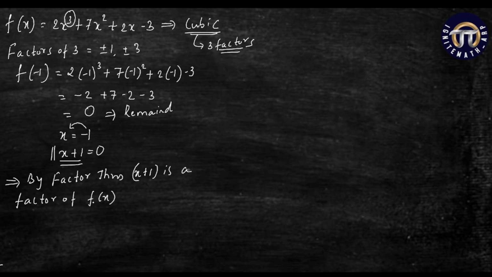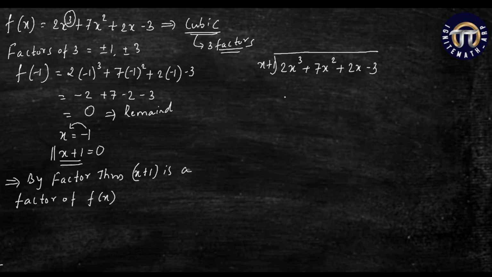So now the remaining two factors are to be found out. How am I going to find out the remaining two factors? For that I am going to perform the long division method. Children, pay attention. So now I'll take the dividend, that is 2x cube plus 7x square plus 2x minus 3, to be divided by the first factor, that is x plus 1.